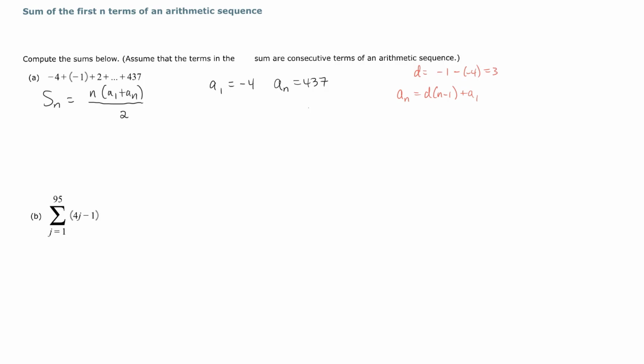We want to find the letter n. Well, why don't we use 437? We want to find the nth term for the value 437. d is 3, and then (n minus 1), and then plus a sub 1, which is -4, which is subtract 4. So here we just solve for n, and then we'll be on our way.